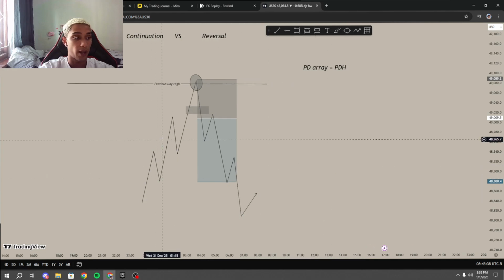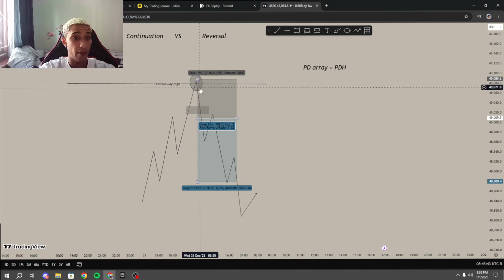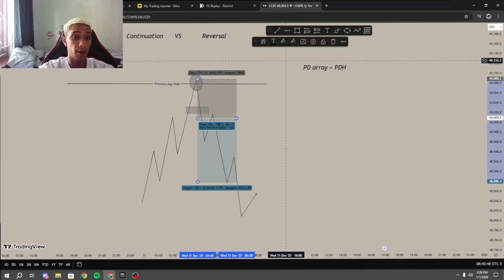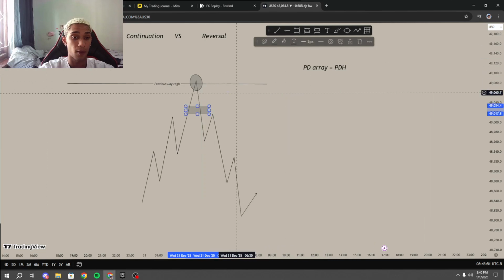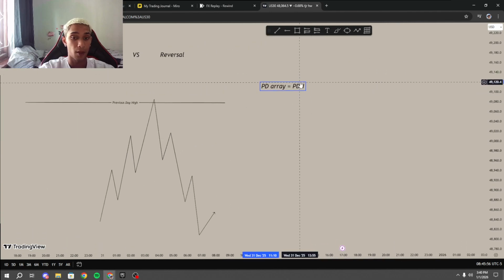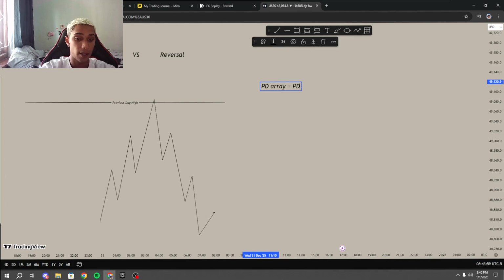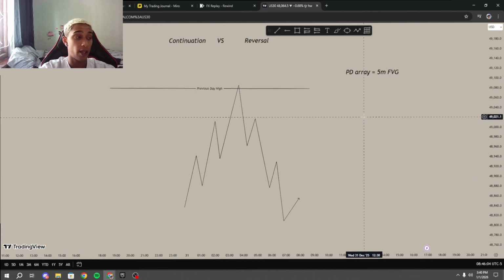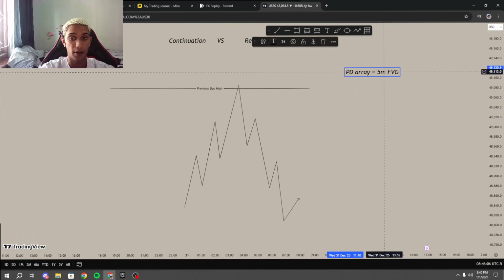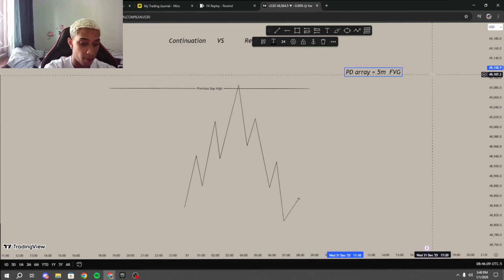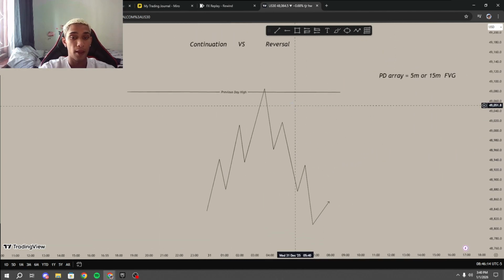You see, we were trending up, came, swept previous day high, and then inversed this gap and then pushed lower. That would be our reversal play. But a continuation play would be the exact same thing. However, in this instance, our PD array is going to be a 5-minute FVG. I don't take continuation plays of less than a 5-minute, but we can do 5-minute or 15-minute FVG, right? So now, the same thing.